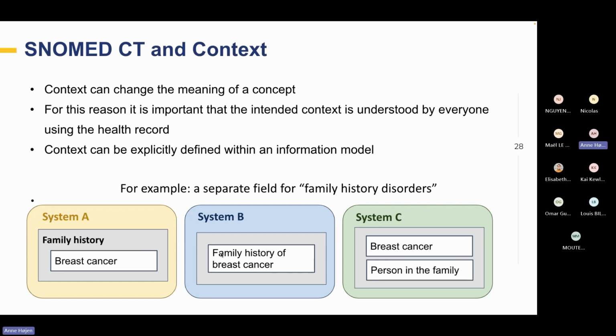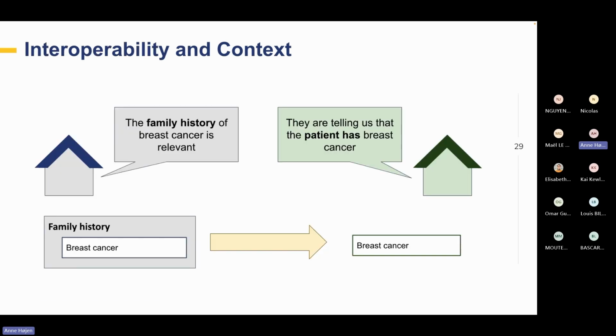where the family history part of it, or the context, is embedded in the concept itself. And then we have a third system here where you state, well, this breast cancer, this problem, is associated with the person in the family. So that's another way of entering the same information, family history of breast cancer. So you can see, if we want to do things consistently and we want to be able to interpret across various systems, these types of complexities and different ways of doing it can actually be a problem.